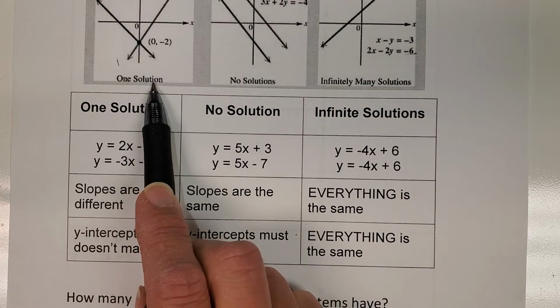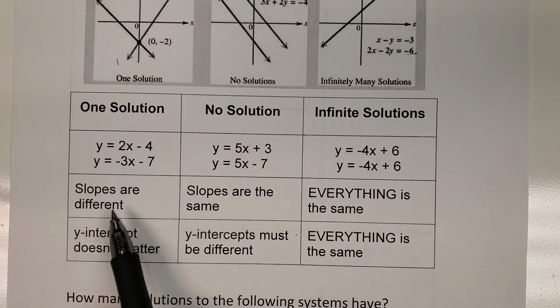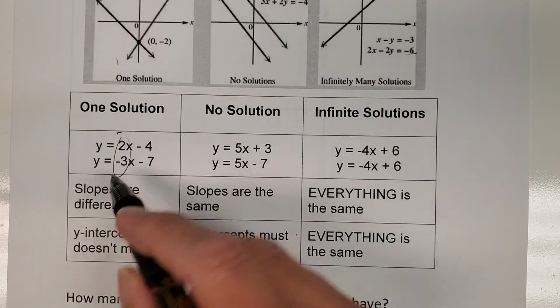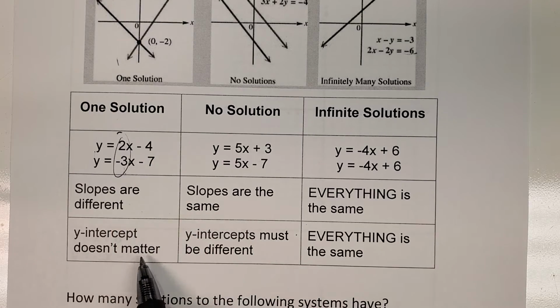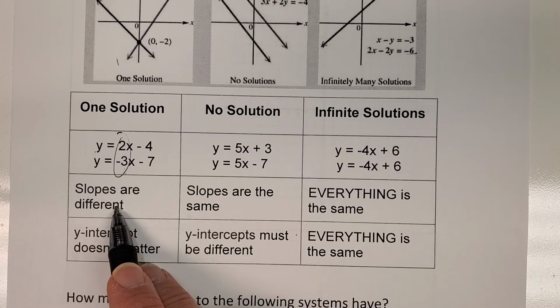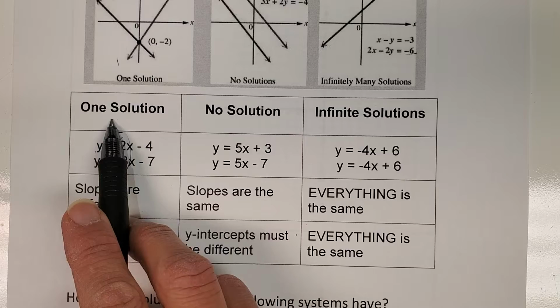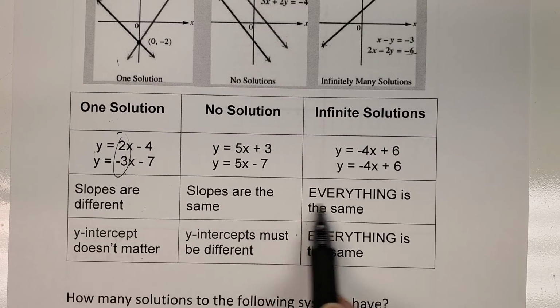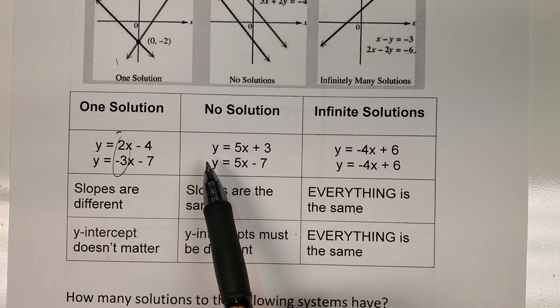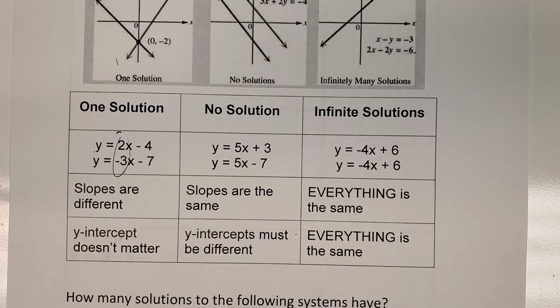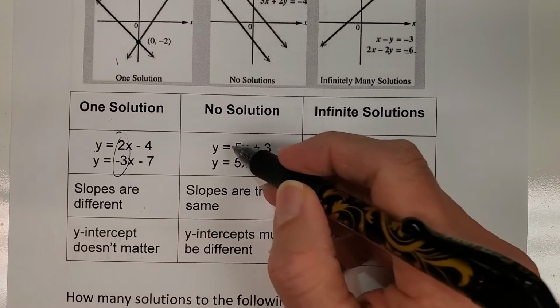So for one solution, when they intersect once, their slopes must be different. And it's pretty easy to tell right here. These are in slope-intercept form. The slopes are 2 and -3. Those are different. It really doesn't matter what the y-intercept is. It can be the same or different. But if the slopes are different, that's how you're going to know you have one solution. So really, it's all about finding the slope. That's the first thing you're going to do to find out how many solutions there are. We'll talk later about how we find the solutions, but part of your homework is just finding how many solutions a system has.